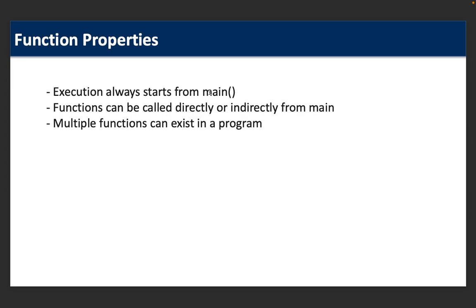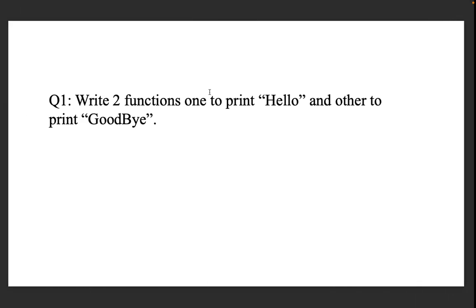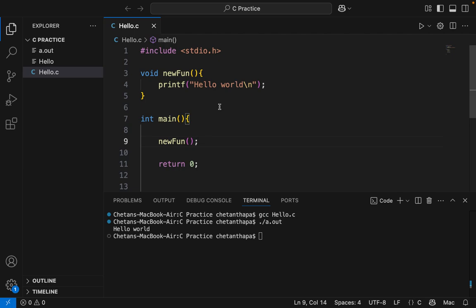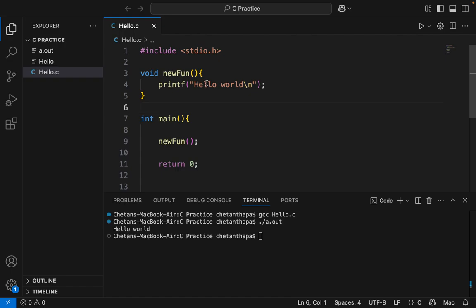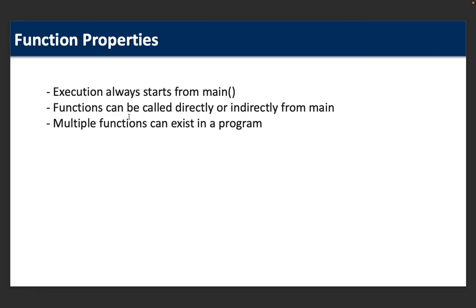Execution always starts from the main function. First of all, the compiler will check what is under the main function. The compiler will come under the main function, and then the main function calls the new function. The compiler will go to that function, and whatever task the lines under it perform, it will print it out. This is how it runs.